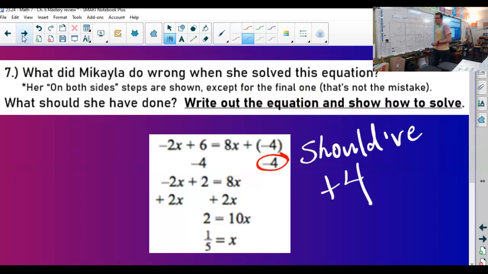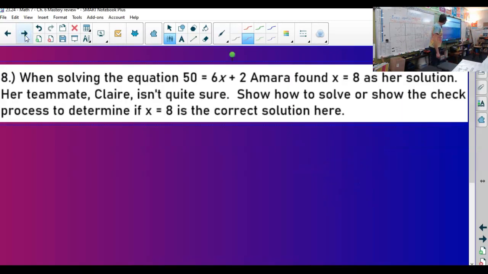In 7, we already talked about that. Amara found x is 8. Claire is not quite sure.